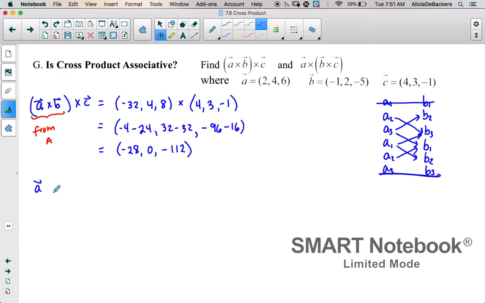All right, next we're going to do A crossed with B cross C. But this time we're going to do B cross C first. So A is just hanging out, and I'm going to figure out what B cross C is. Fortunately, we haven't done that one yet. So I'm looking at B and C up here, and I'm going through the same process. I'm going to go A2 times B3. I'm just thinking of this as my A because it's the first one. So 2 times negative 1, and then 3 times negative 5, but I'm subtracting that.